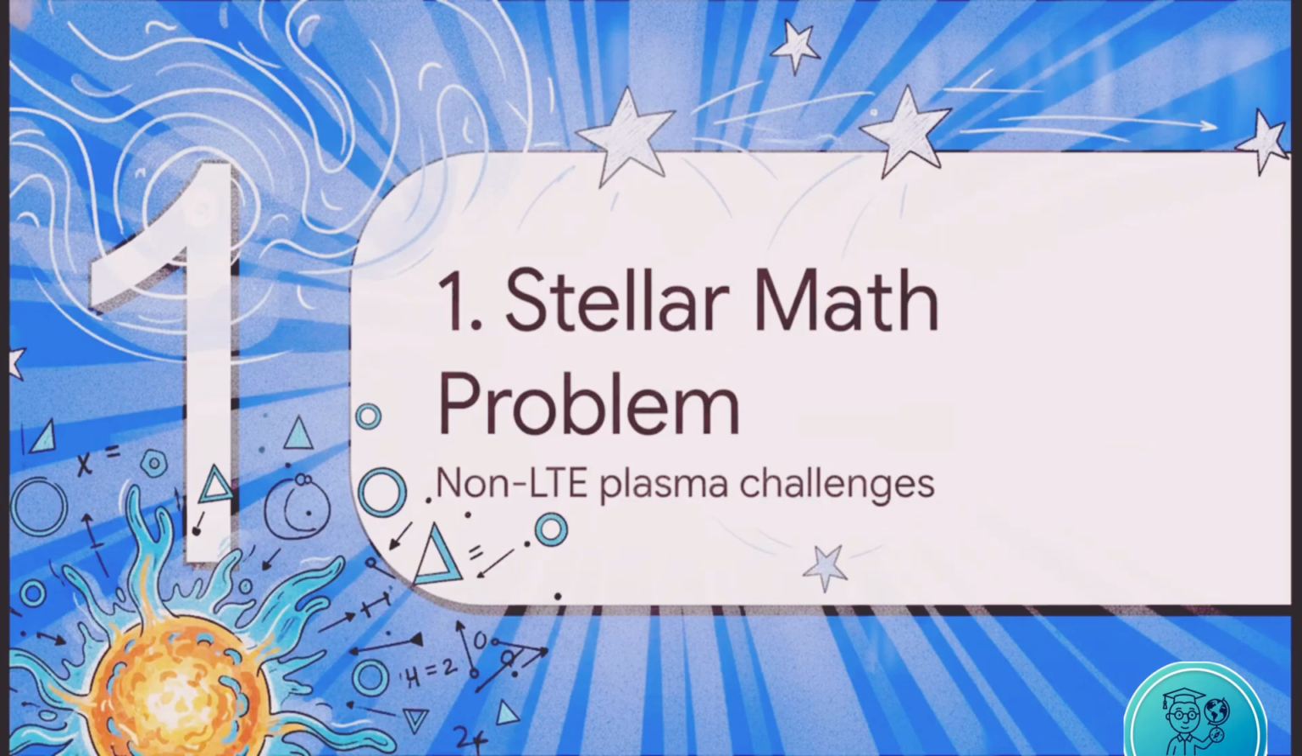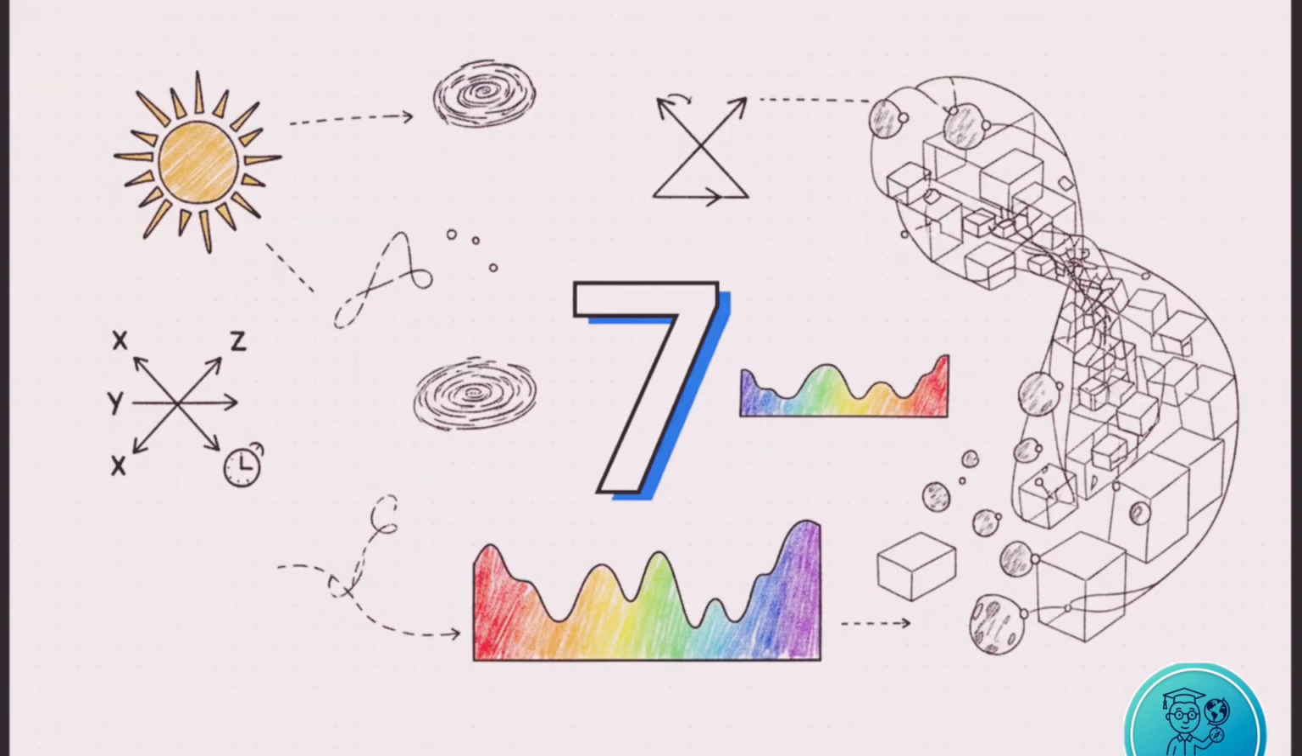Section 1. The Stellar Math Problem, Navigating Non-LTE Plasma Challenges. To really appreciate why this is such a monumental breakthrough, we first need to grasp the sheer mind-bending scale of the challenge. Astrophysicists study something called non-LTE stellar plasma. That stands for non-local thermodynamic equilibrium. Basically, in these extreme environments, you can't just measure the local temperature to understand the energy. The atomic energy levels in the plasma are completely dictated by the surrounding radiation field, which means you have to calculate the light interacting from literally every possible direction.